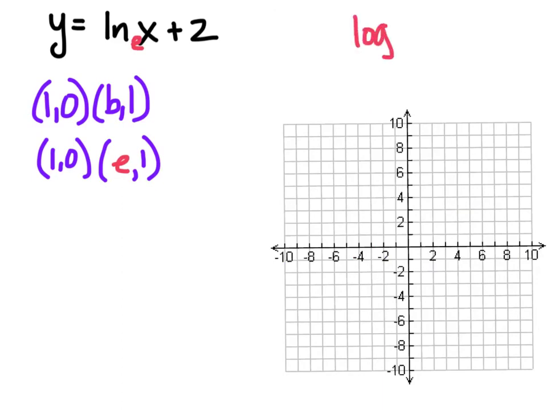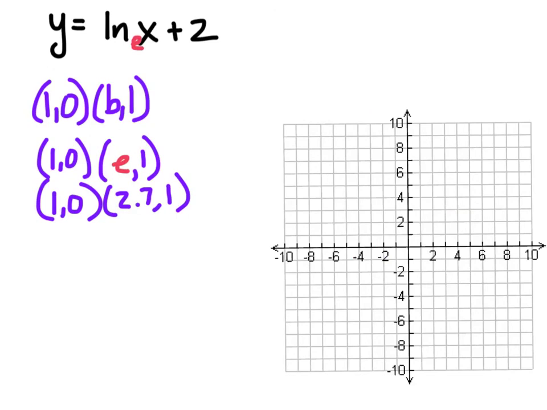Little side note, if you saw log of x, what would b equal? What's the base here? 10. Remember that this is called a common log if the base is 10, and natural log is base e. So this will come up a lot. You have to remember that. Okay, so what's e? It's a number. It's like 2 point something. We'll use 2.7.